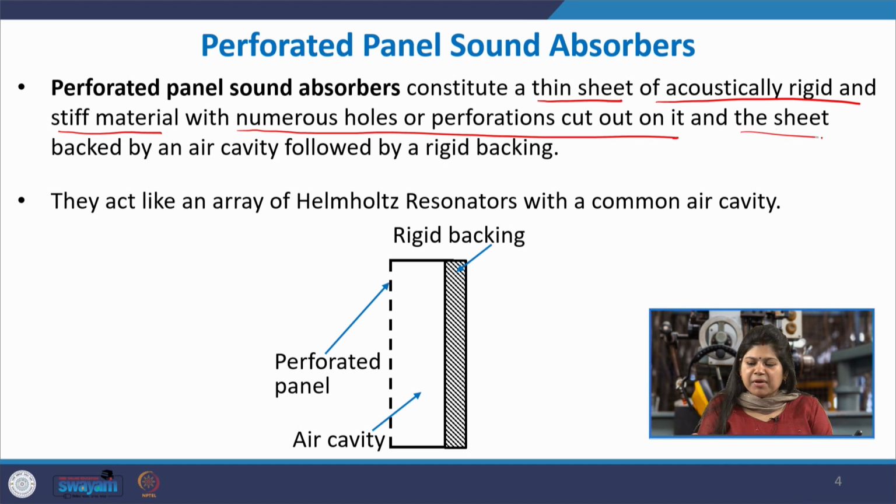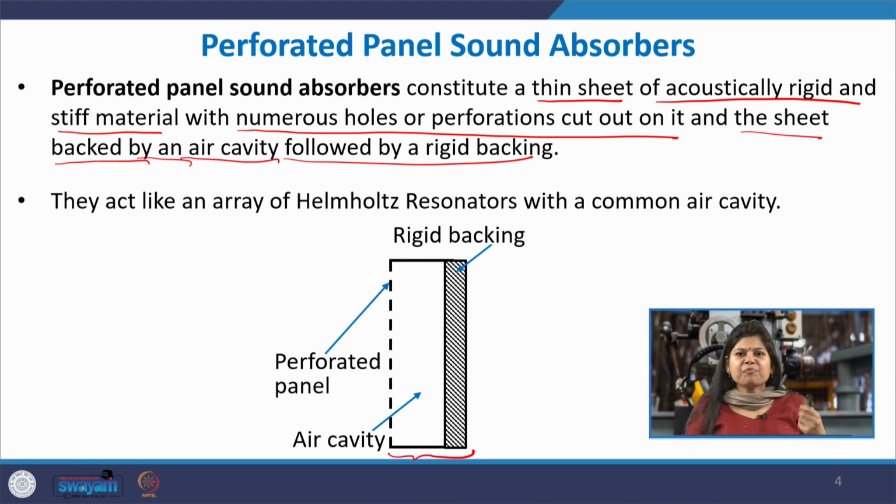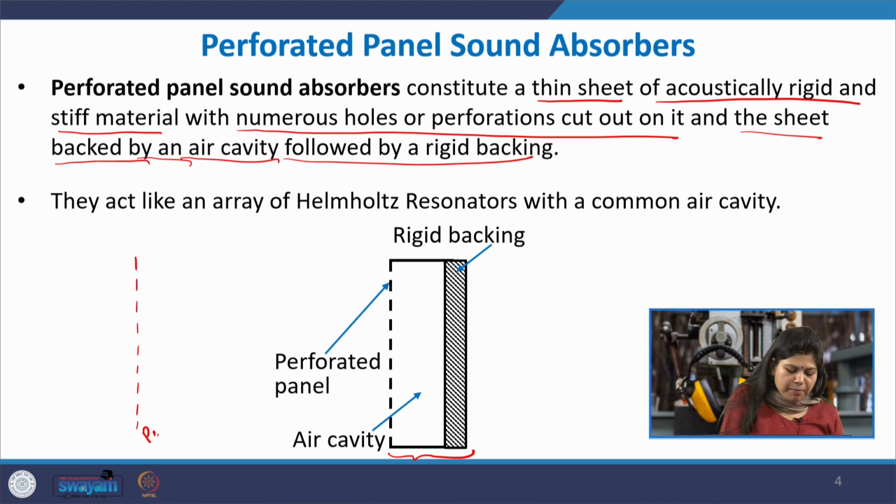And behind the thin sheet, or the perforated panel, is an air cavity followed by a rigid backing. This is a typical configuration of a full perforated panel. In many cases you just have single perforated panels like this. This is also a perforated panel absorber, and because they are absorbers, they let the sound waves pass through, but they are more effective when they are enclosed, when they have a confined air cavity just behind them with a rigid backing, and this is how it looks.